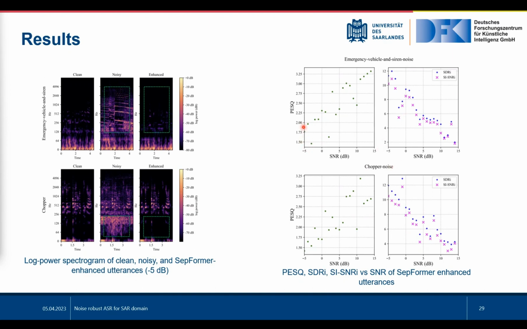For PESQ scores that you see here, when the signal is too noisy, the enhancement model works, but it is not significantly good. So here you have very low PESQ scores. But when there's very little intensity of noise being added to your signal, you have very high PESQ scores.